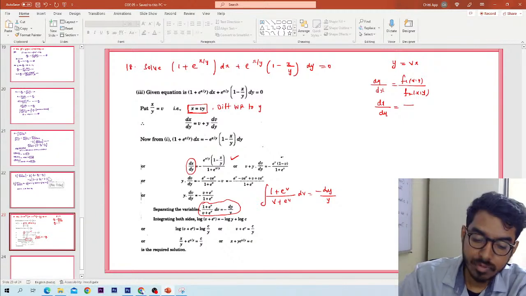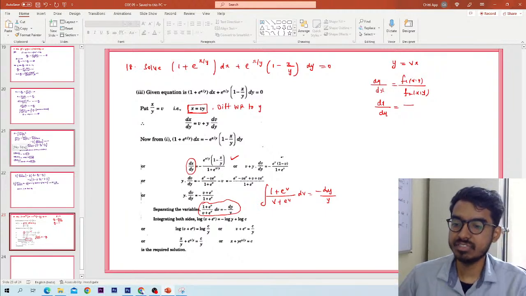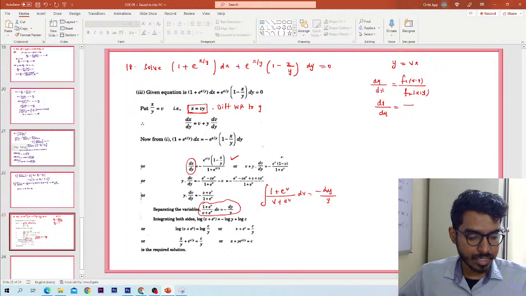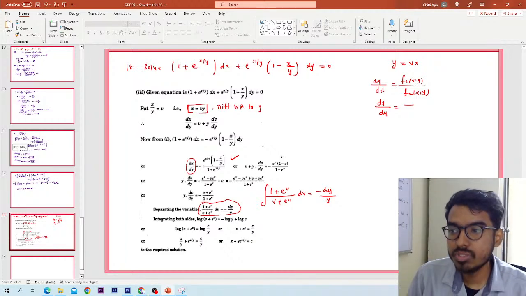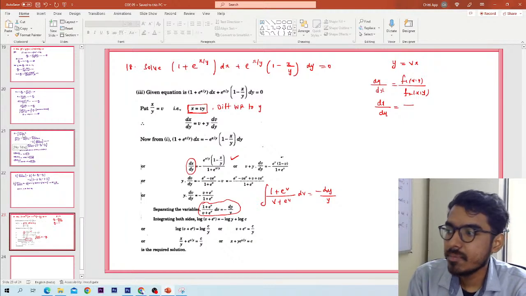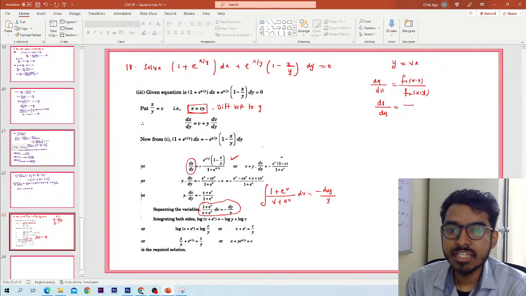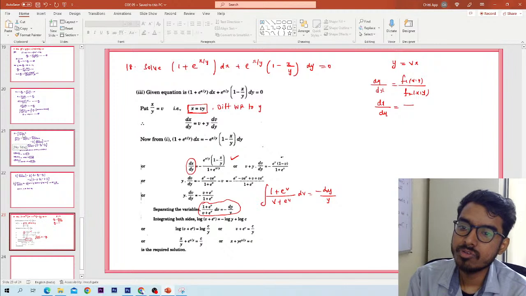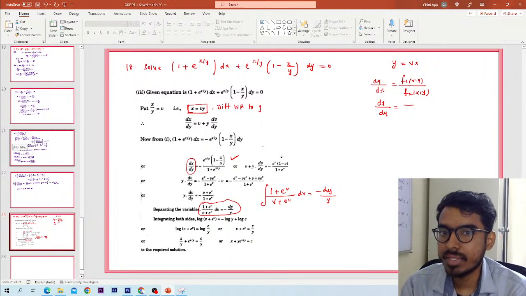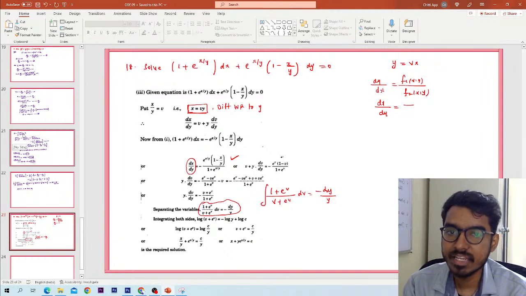The next class, we will be starting equations reducible to homogeneous differential equation. So far, we have completed the variable separable method and equations reducible to the form in which the variables are separated. After that, the third is homogeneous differential equation, that also we have completed. So the fourth method is equations reducible to homogeneous differential equation, that we will start in the next class.